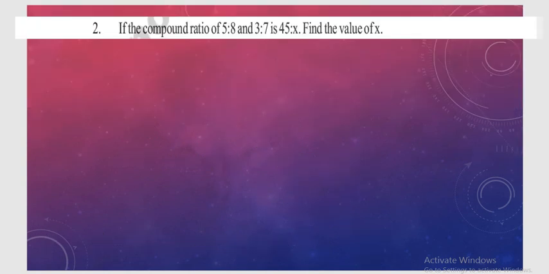Next, moving on to question number 2. If the compound ratio of 5 is to 8 and 3 is to 5 is given. These are two simple ratios, and this is their compound ratio. Then what we need to find is the value of x, right? So already we know, compound ratio means what?